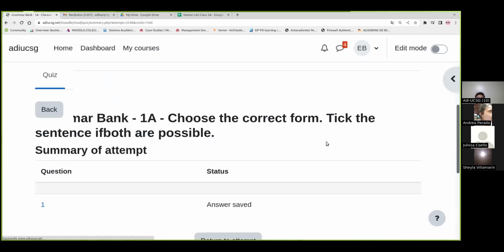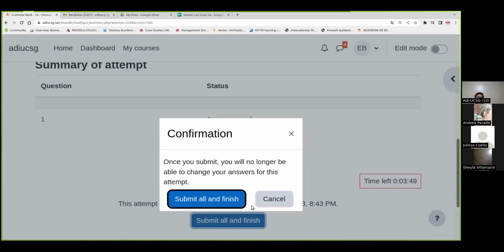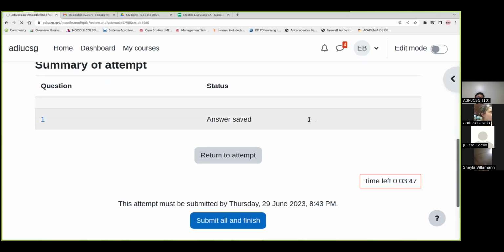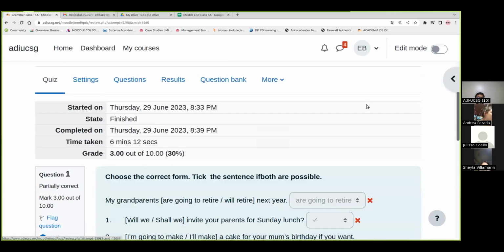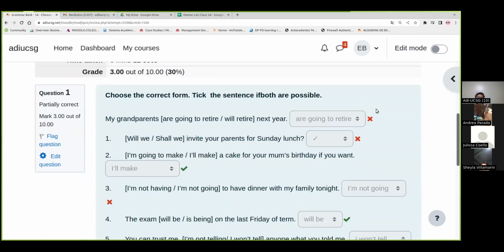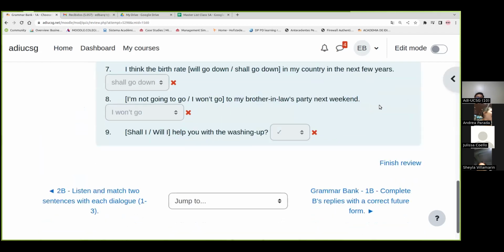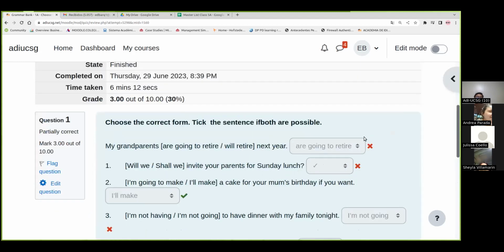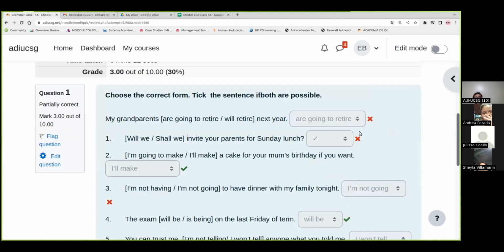All right, ladies and gentlemen, this is what we answered. We're going to check the answers and see what is going on. Wow, we got 3 out of 10. You see? This is what we have achieved in this activity. So let's analyze what happened here. If you say are going or will retire, they both mean the same because it's next year. So what's the difference between going to and will?